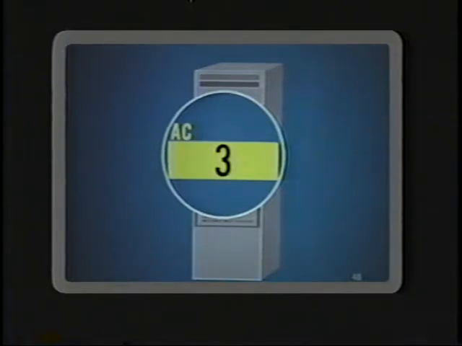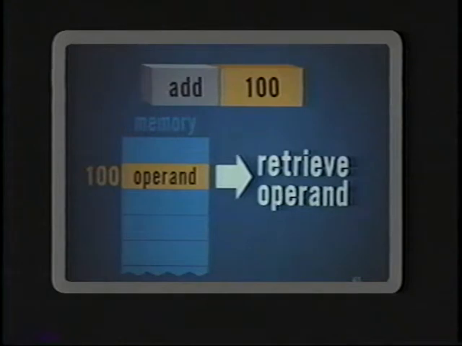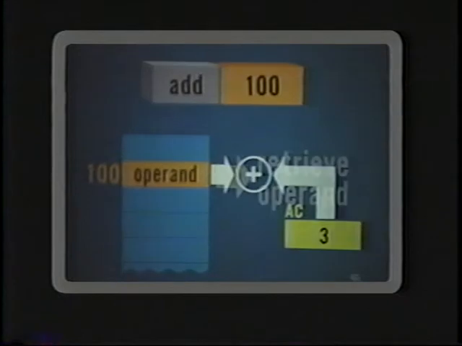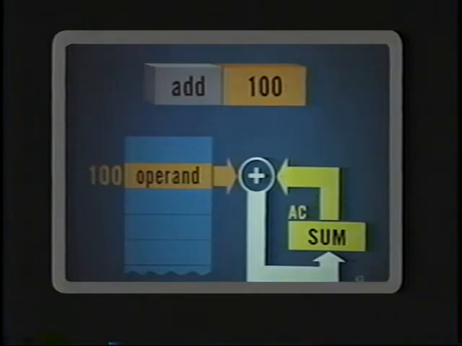Let's return to our add instruction to illustrate how the accumulator is used. We've reduced the add instruction to a single operand field. When the computer executes this add instruction, it first retrieves or accesses the operand stored in memory location 100. Next, it adds that operand to the contents of the accumulator. The resulting sum is then held in the accumulator where it is available for further processing.